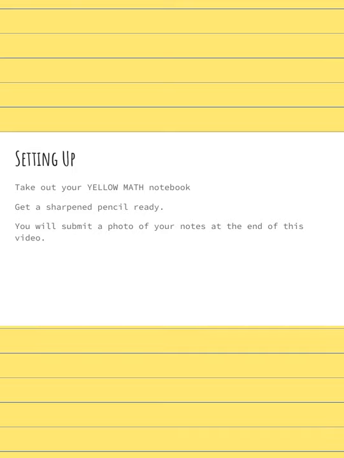Okay, to get set up today, make sure you have out your yellow math notebook. You have a sharpened pencil ready. Oh, I should add to this also, you're going to want a ruler or some kind of a straight edge, but a ruler would be best. All right, to set your notebook up, you're going to title this at the top. This lesson is on expanded form.